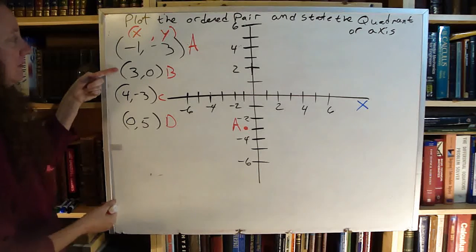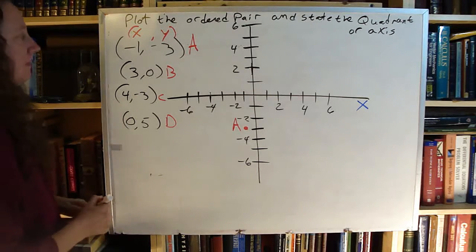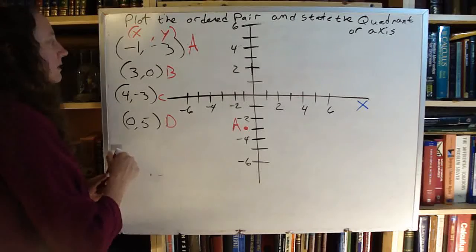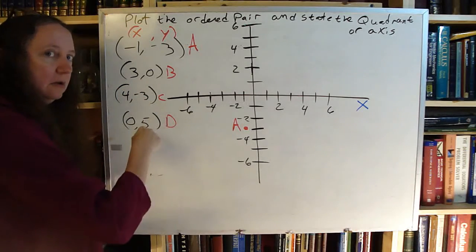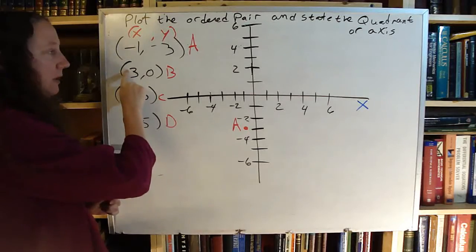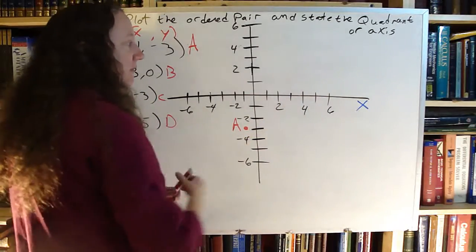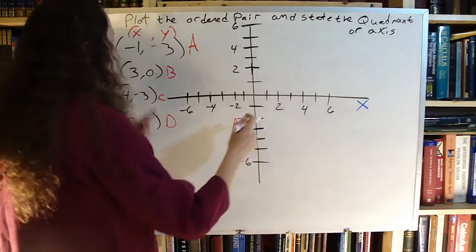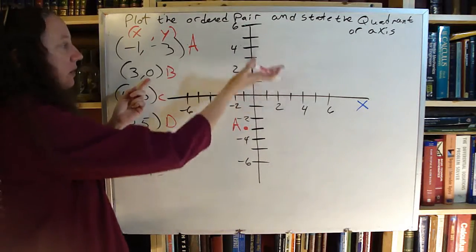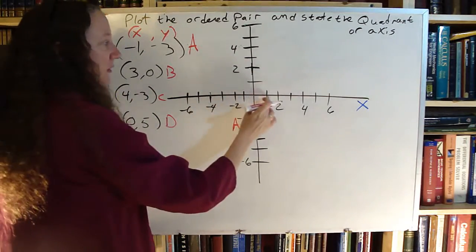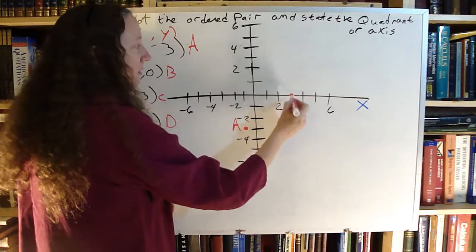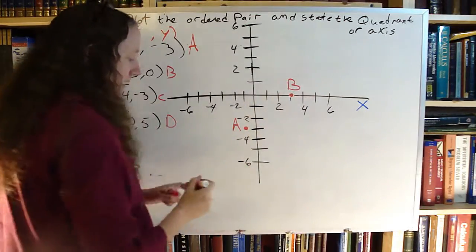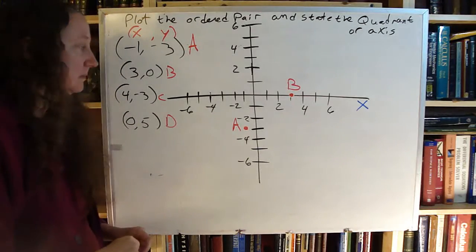B. 3, 0. So my x is 3. That means I go left or right 3. It's a positive 3, so I'm going in the positive direction. I go up and down 0, so I'm staying right here on this axis. There is B.